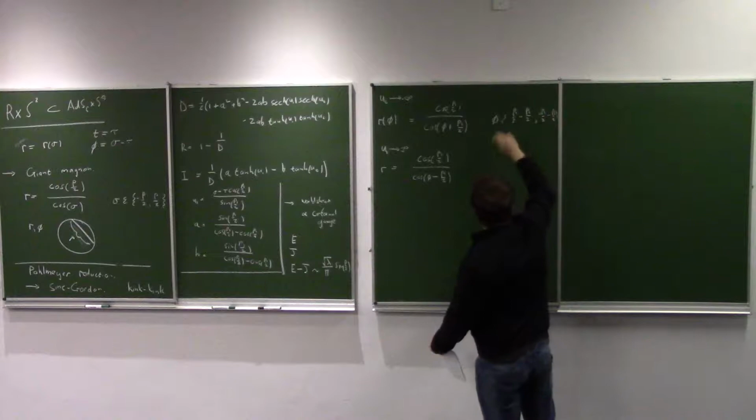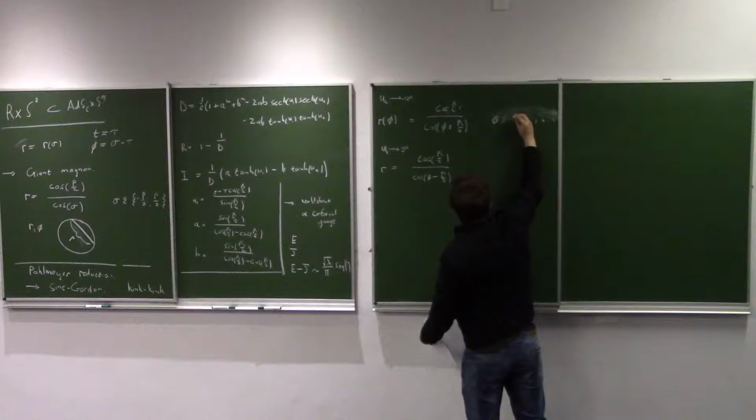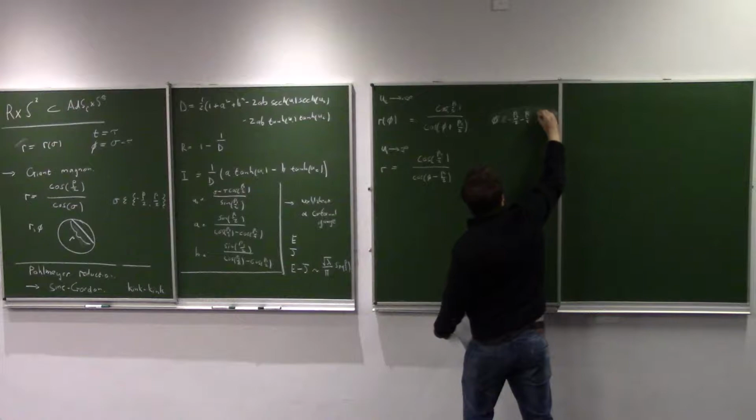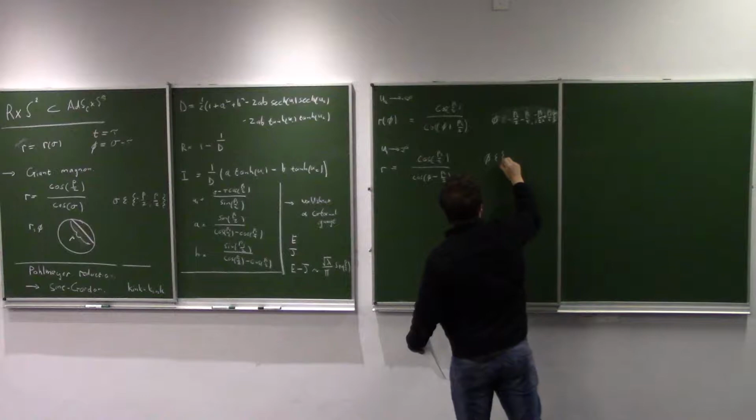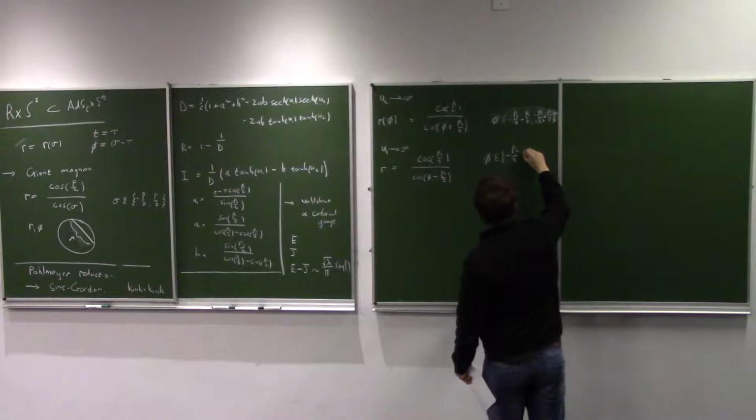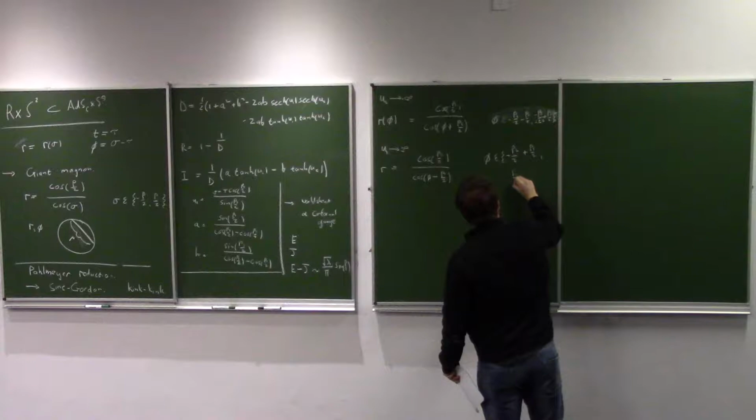So let me just swap that out. So phi runs from minus p2 over 2 minus p1 over 2 up to minus p2 over 2 plus p1 over 2. These are the inputs. For this one, phi is going to run from minus p2 over 2 plus p1 over 2 up to p2 over 2 plus p1 over 2.